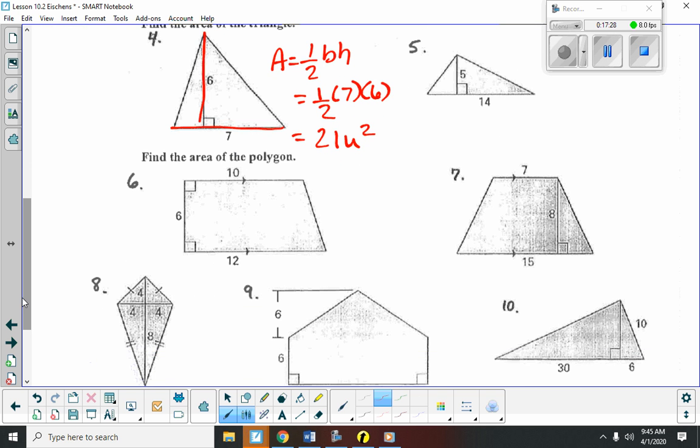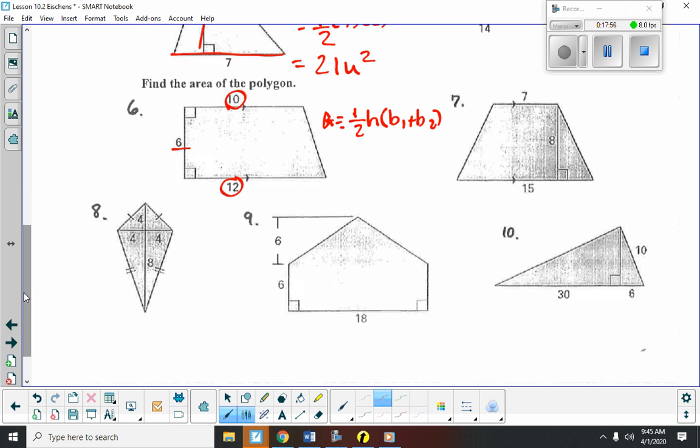All right, next we decide what type of polygon we have here. This first one, we have parallel lines, so that's a trapezoid. So the formula is area equals 1/2 times the height times the sum of the bases. So these are your two bases, and that's your height.